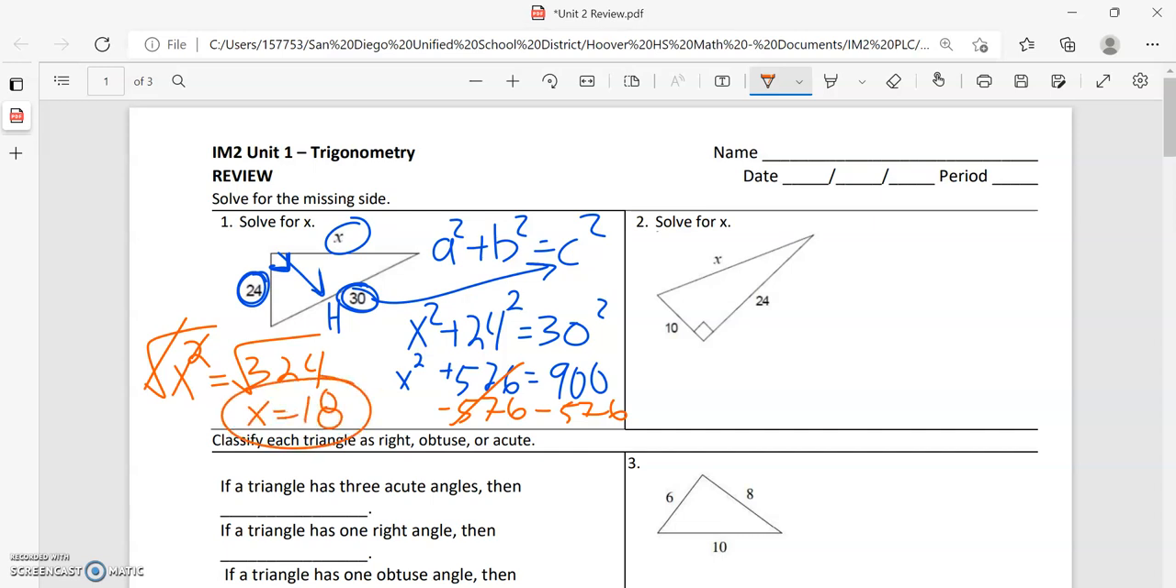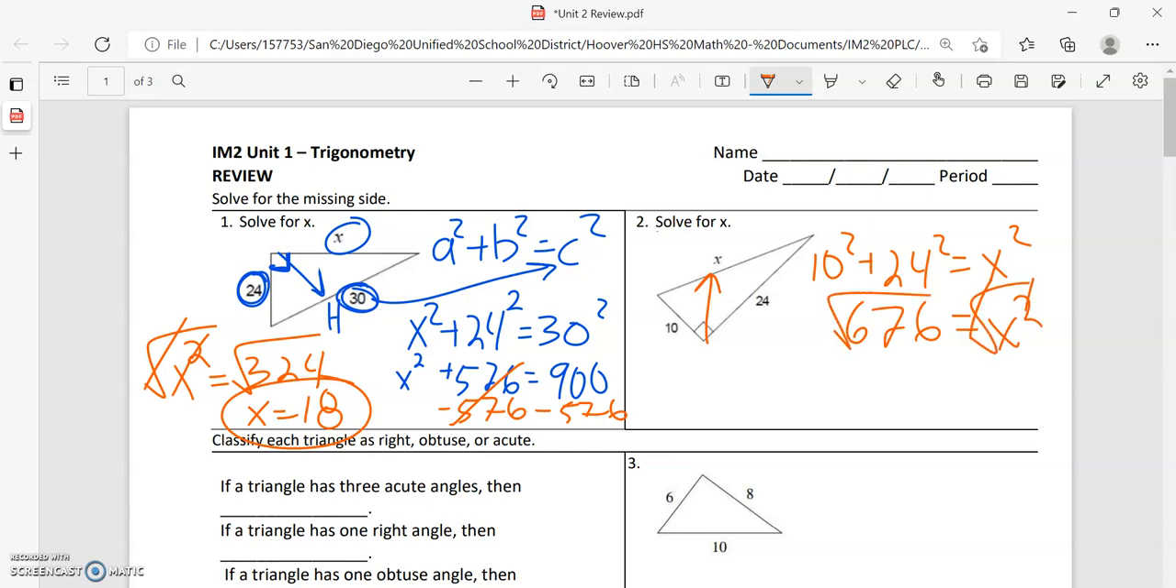18. Pythagorean theorem again. Identify our hypotenuse. It is x this time, so 10 squared plus 24 squared equals x squared. 10 squared plus 24 squared adds up to 676. And square root both sides, so those cancel out. And the square root of 676 is equal to 26.